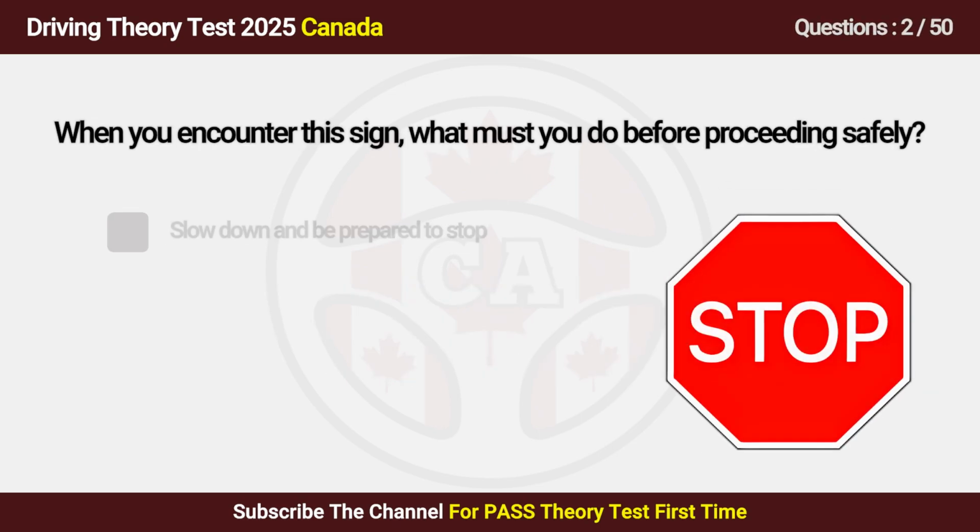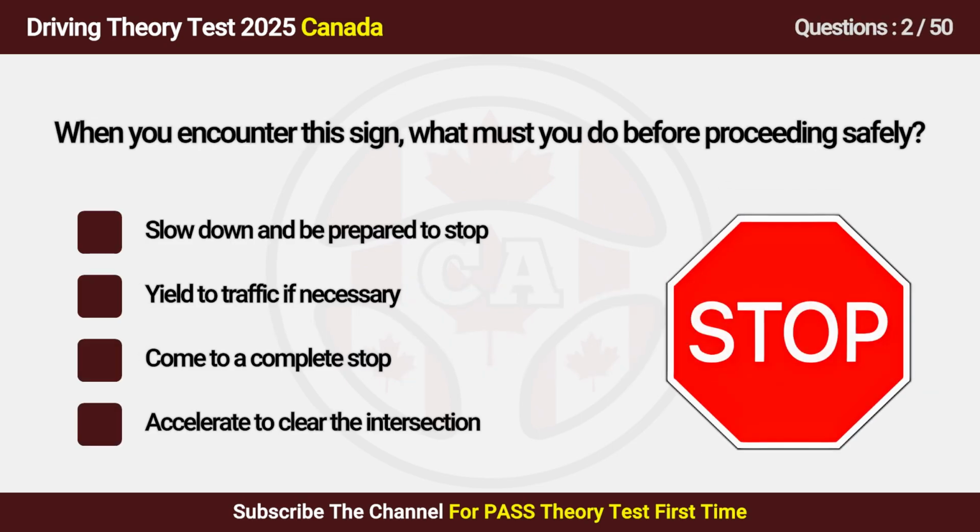Question 2. When you encounter this sign, what must you do before proceeding safely? A. Slow down and be prepared to stop. B. Yield to traffic if necessary. C. Come to a complete stop. D. Accelerate to clear the intersection.